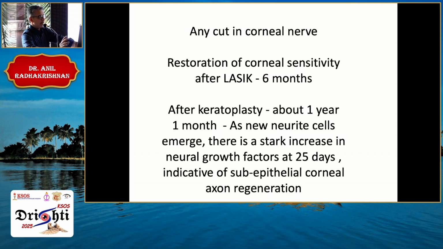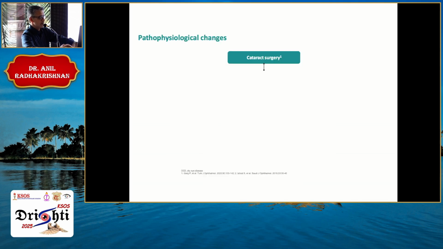And after cataract surgery, at 1 month, you are likely to get the maximum dry eye. That is because the neurite cells emerge, and there is a stark increase in the neural growth factors at about 25 days. And that is the time period where you get the maximum symptoms.